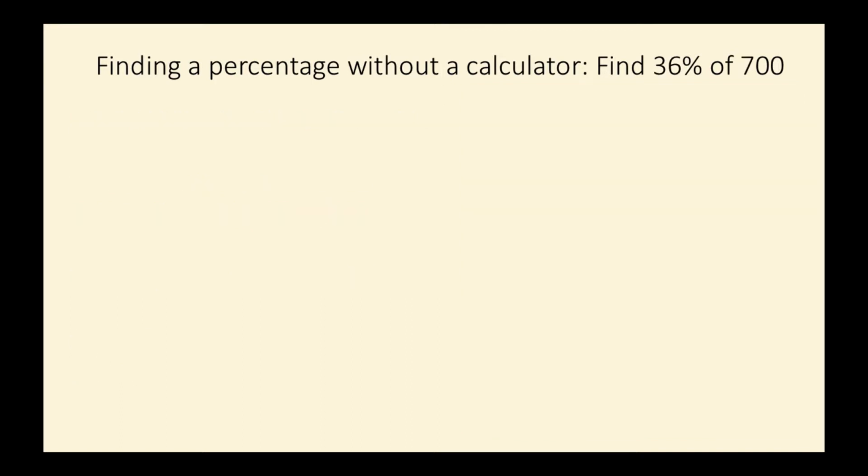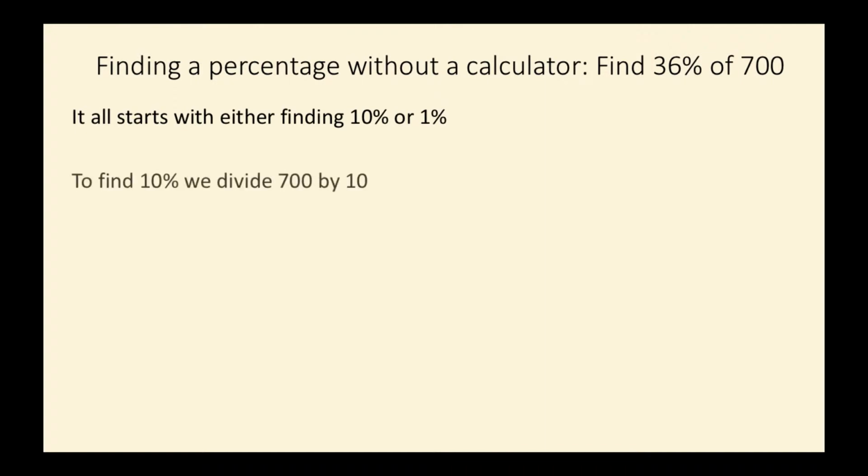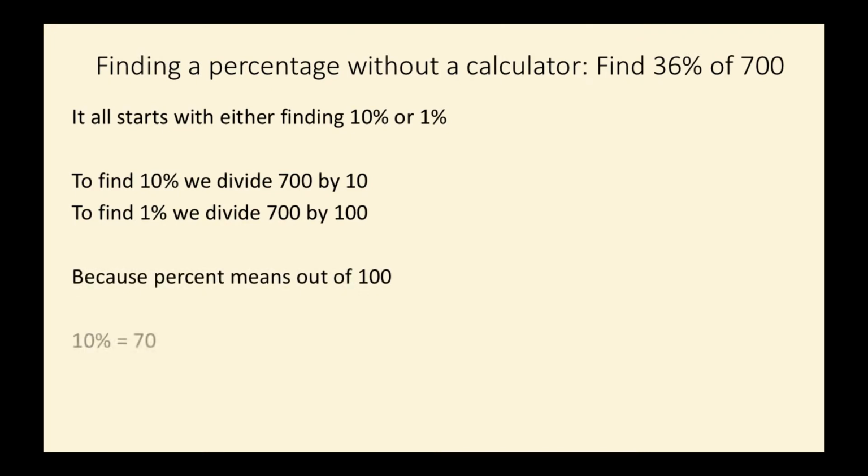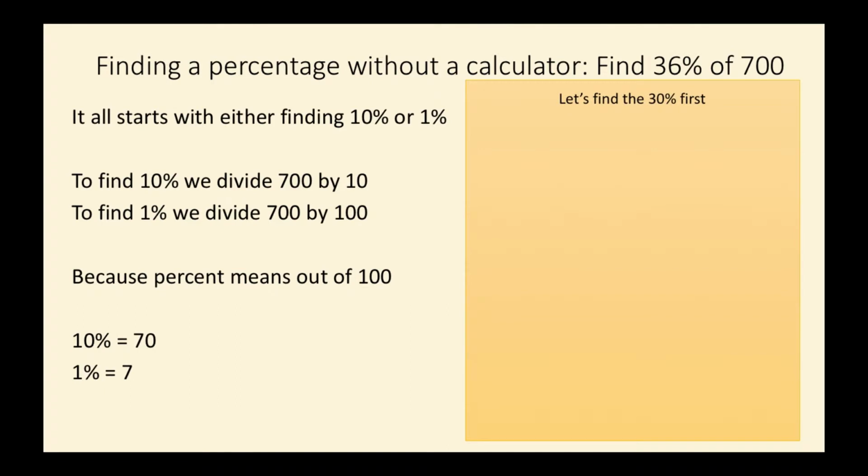Okay, finally, let's find 36% of 700. Now, there's two ways we can do this. Let's look at the 10% and 1% we could find. To find 10%, remember, we divide 700 by 10 to give us 70. And to find 1%, we divide 700 by 100 to give us 7. Okay? Now, let's try and find the 30% first. If 10% is 70, then 30% must be 3 times that. 70 times 3 is 210. So 30% of 700 is 210.